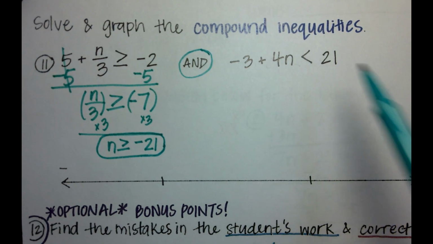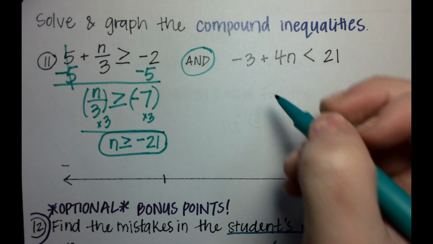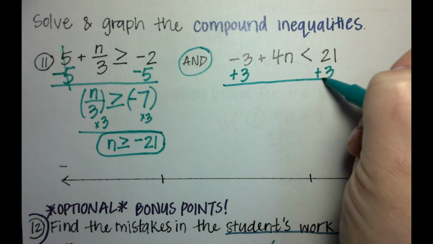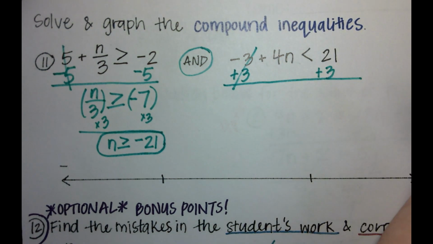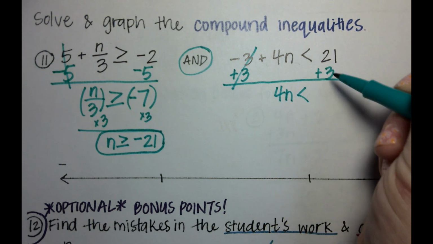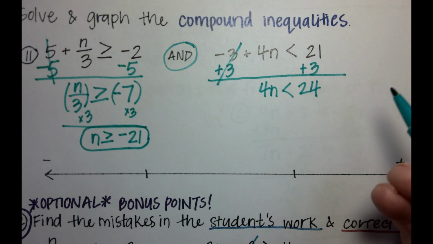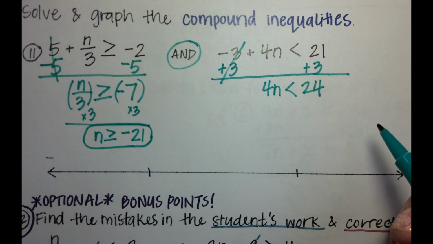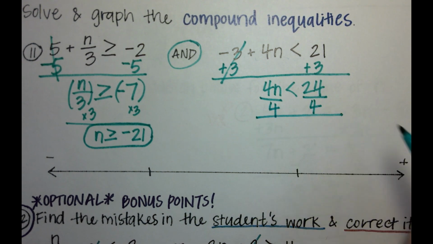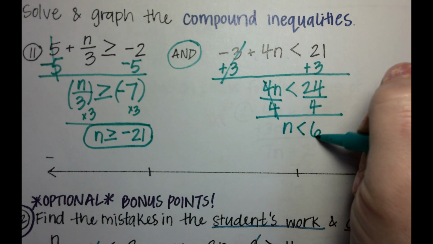Let's look at the other one. What should we do next here? Add 3. Good. Let's add 3 to both sides. And my 3's will cancel. 4n is less than 24. Okay. What do I do next? Good. Divide by 4. N is less than 6. Perfect. N is less than 6.